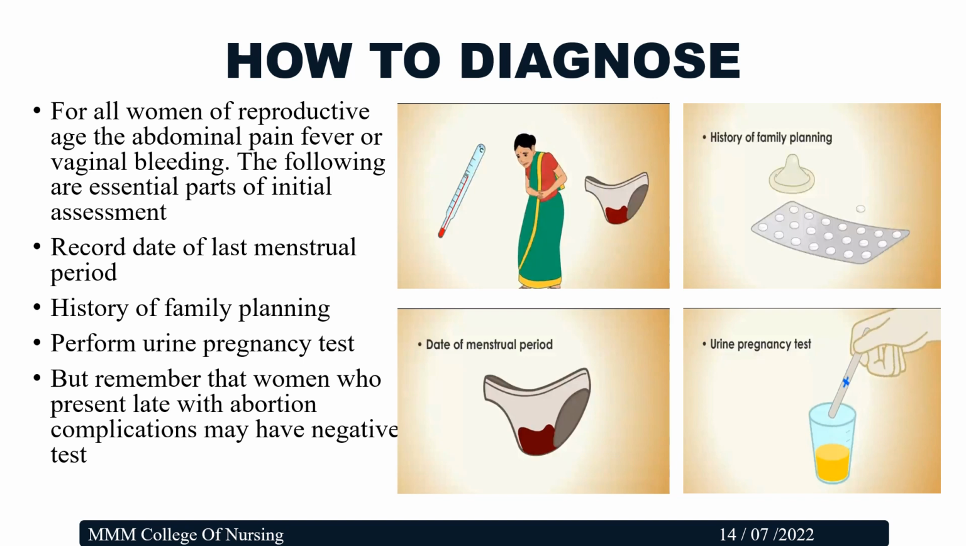For all women of reproductive age, look for abdominal pain, fever, or vaginal bleeding. As shown in the picture, the mother can have pain, fever, or vaginal bleeding. Following are the essential parts of the initial assessment. Record the last date of the menstrual period. Take the history of family planning. You should ask the mother whether she has been following any methods of family planning, like barrier methods or chemical methods, and perform the urine pregnancy test. But remember that women who present late with abortion complications may have a negative test.